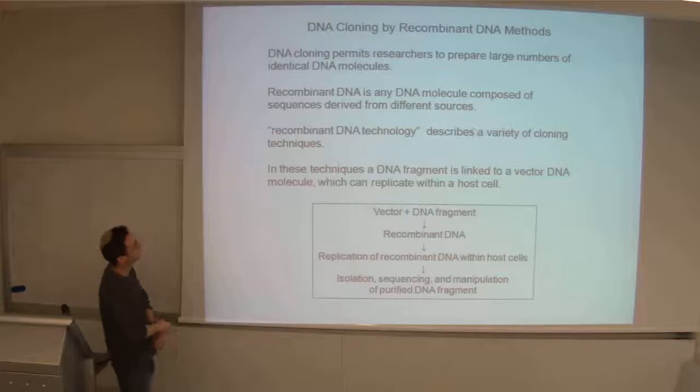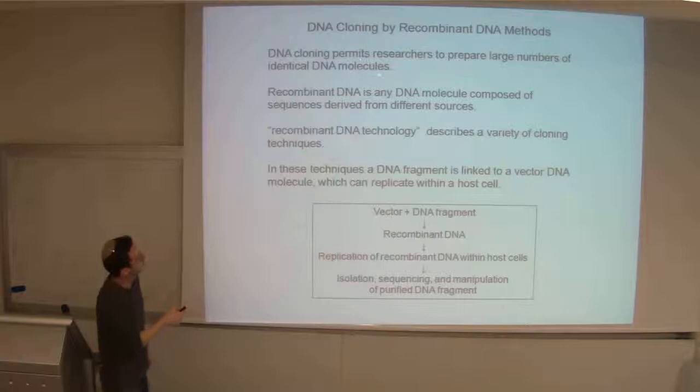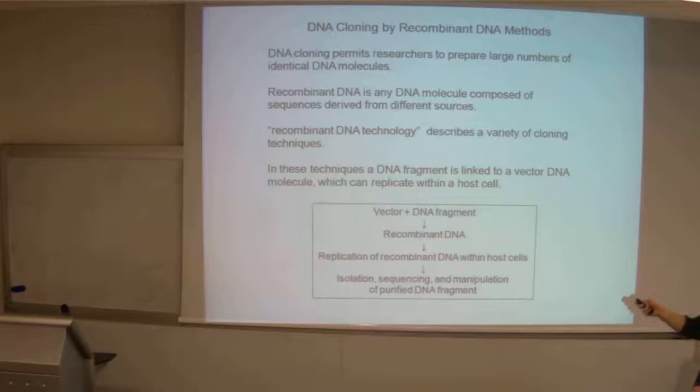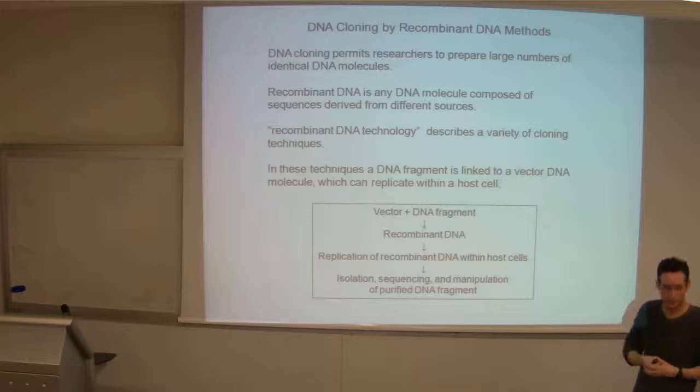Okay, so first, DNA cloning permits researchers to prepare large numbers of identical DNA molecules. This in turn can be used for several other goals. We will see them later on. Recombinant DNA is any DNA molecule that's composed of more than one source, of several sources, or of several organisms.